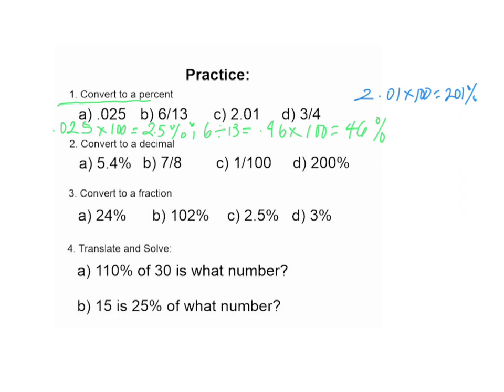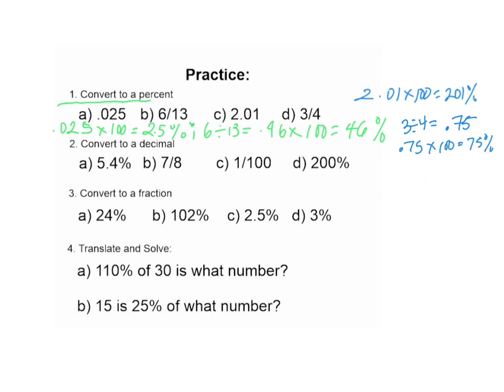All right, last one. D, 3 over 4. Again, to figure out what that is as a percentage, you may recall that we did something similar to this before. I take 3 and I divide it by 4, which gives me 0.75, and I take 0.75 times 100 to get 75%.